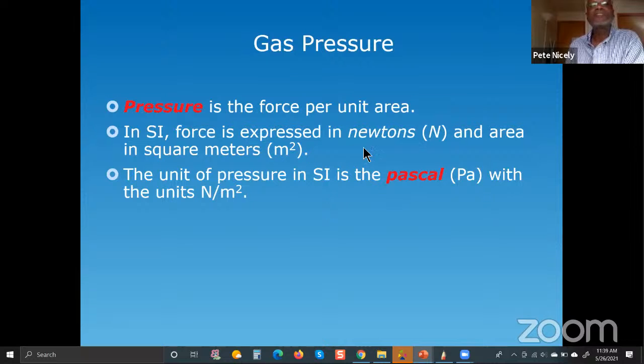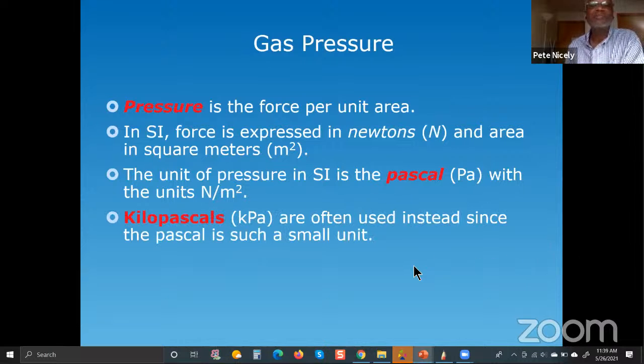Now, the unit of force is expressed in newtons, and the unit of area, according to the SI system, is in meters squared. So therefore, the unit of pressure will be newtons per meter squared. And collectively, the name for that unit is called the Pascal unit. So whenever you see Pascal, it's the same thing as Newton per meter squared. And therefore, you can have smaller or larger units of Pascal if you use the prefixes. So for example, kilopascal, right?